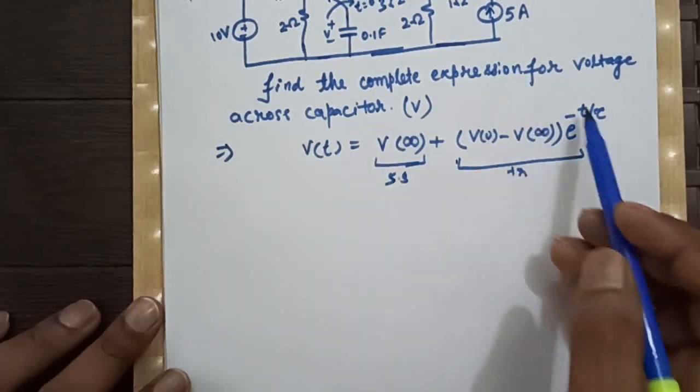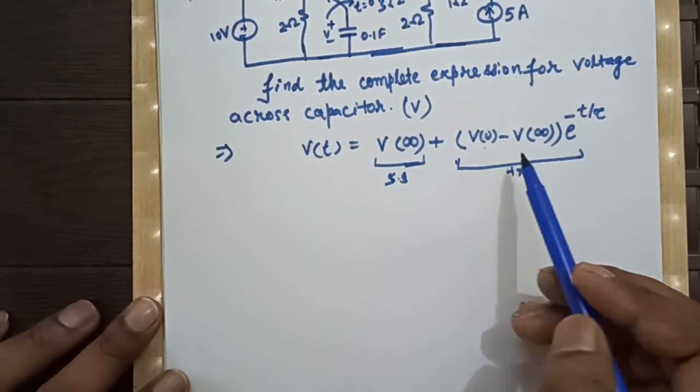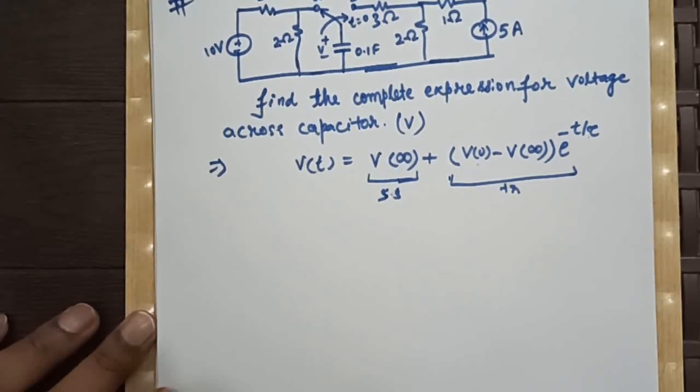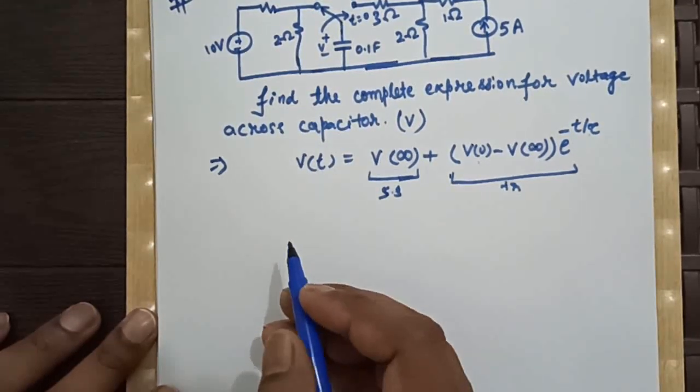Now to solve it, what we have to find? We have to find V infinity, we have to find V0, we have to find tau. 3 parameters we have to find. So now we will find these 3 parameters.